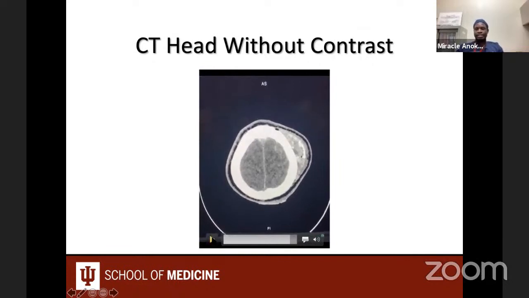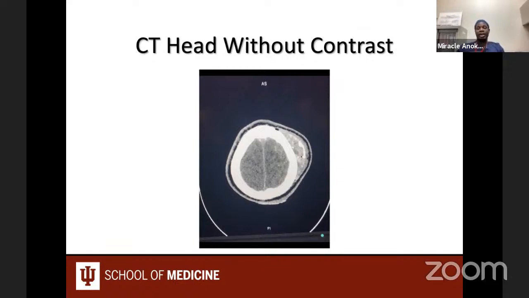So then the question was asked, how do you know if you need contrast versus no contrast? That's a very good question. In the acute phase, you don't typically get contrast because you just want to see quickly the anatomy of the brain itself and get them in the scanner and get a scan as quickly as possible so you can see the bone and just the gross anatomy of the brain itself.